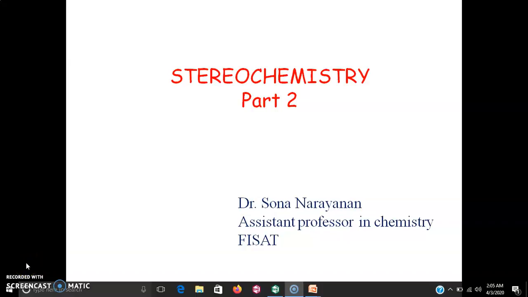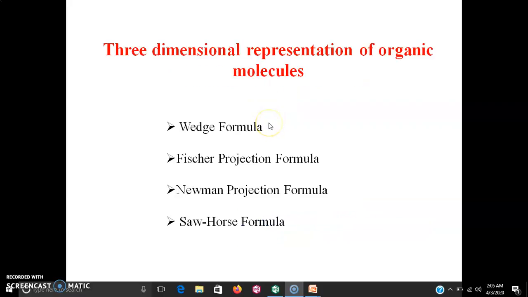Good morning all. Today we are going to discuss stereochemistry part 2, that is, three-dimensional representation of organic molecules. We have four methods to represent organic molecules three-dimensionally. First one is Wedge formula, second one is Fischer projection formula, third one is Newman projection formula, and last one is Sawhorse formula. First we consider Wedge formula, okay?